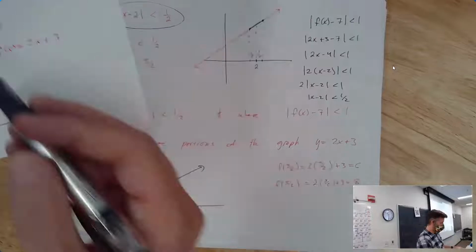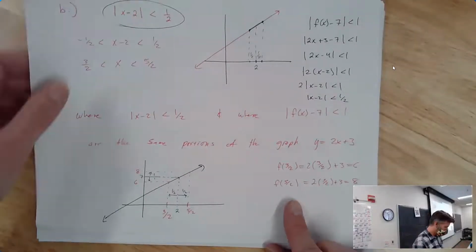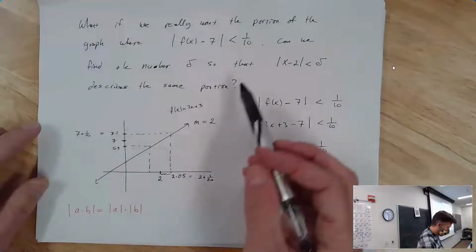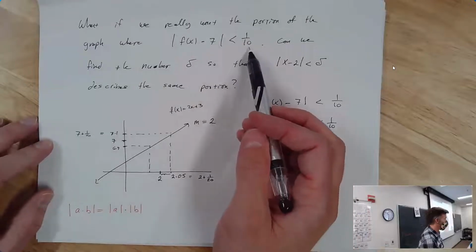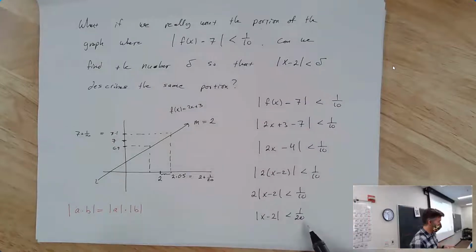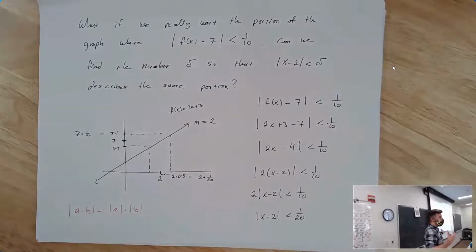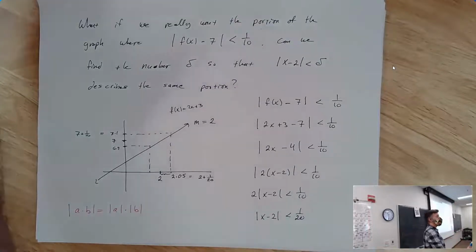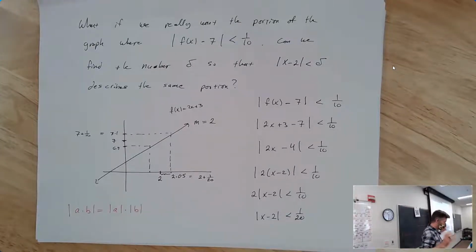And that's true if we want it to be 1, but what if we really wanted our y values to be within 1/10? Well, then an equivalent way of saying that is we want our x values to be within 1/20 of the x coordinate. But now we want to generalize this and say, I don't really care what the number is. 1/10, 1/1000, 1/1,000,000,000. If I need the function to be however close to 7, what should the corresponding condition on the x parameter be?